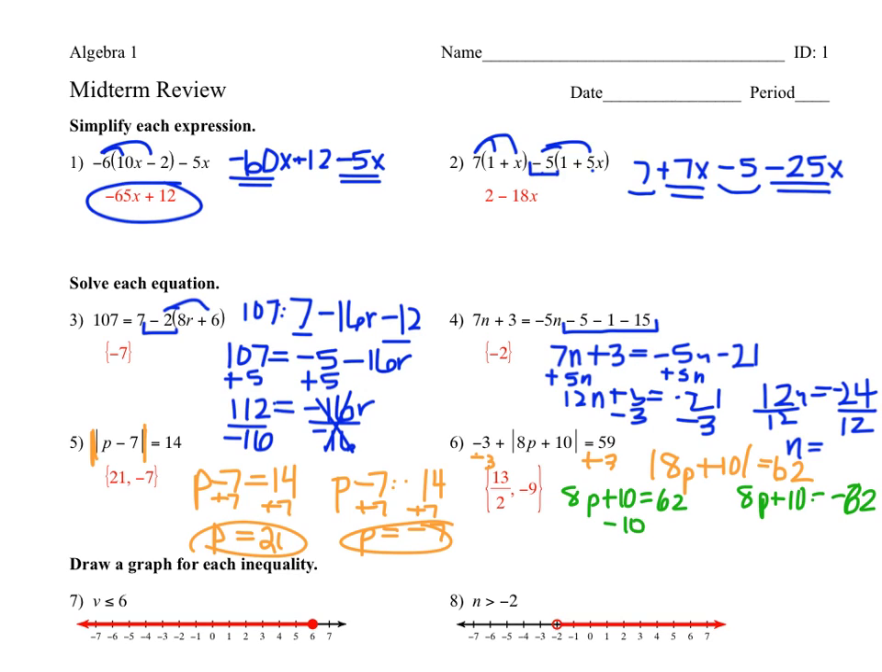So subtract 10 first. 8p equals, that's going to give me 52. And then I can divide by 8. And 52 does not divide by 8, but both of those things divide by 2. They really divide by 4, but I'll just show you.